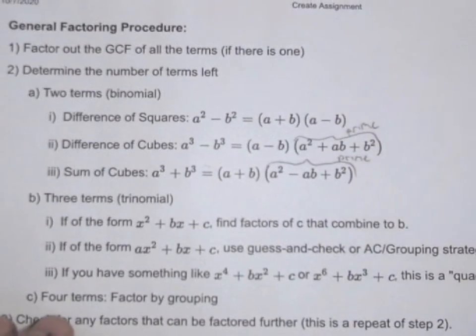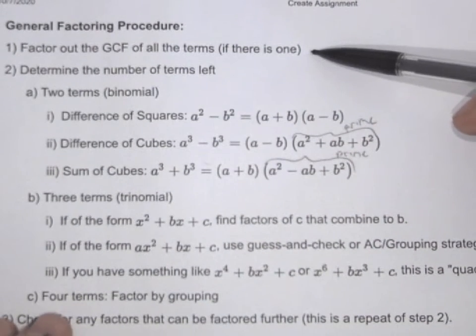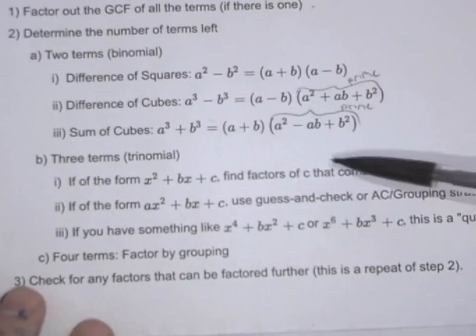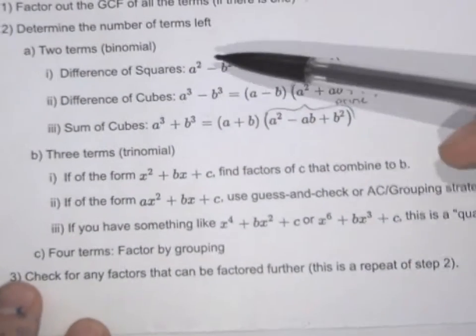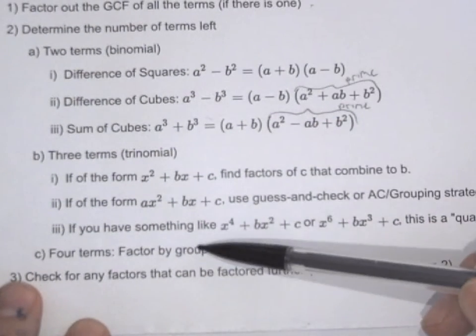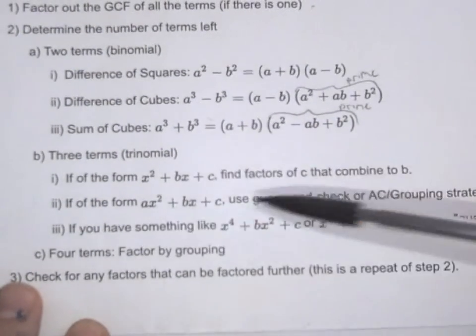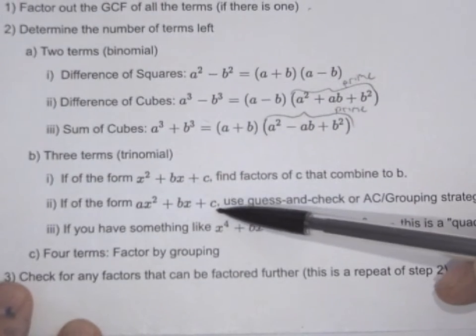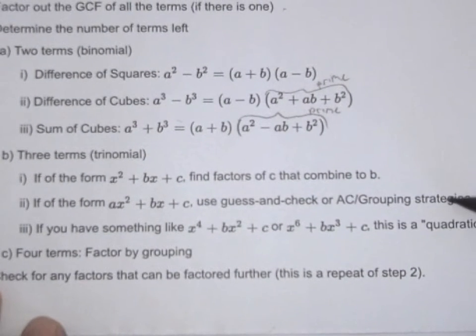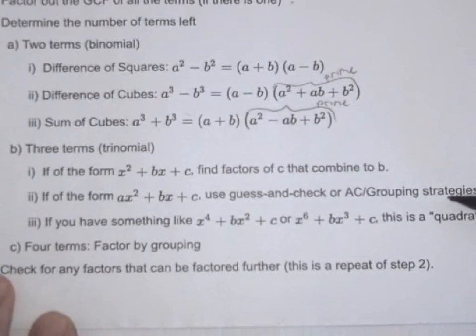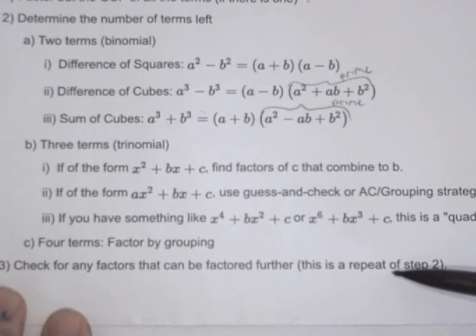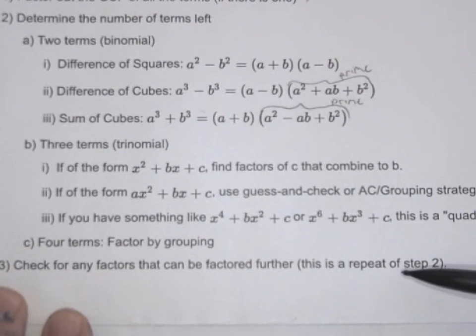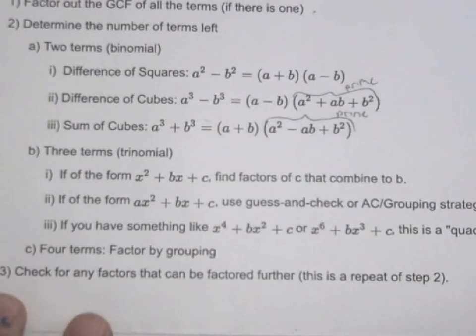So just to run through our list again, we factored out the greatest common factor. That was 2x. We determined that we had 3 terms, so we skipped over all this stuff. We didn't care about 4 terms. We're focusing on 3 terms. And since it looked like this, we used AC grouping to make sure that we got that factored. Once we had that factored, we went to step 3, which was to check to see if any of our new factors are factorable, and they weren't, so we knew we were done.